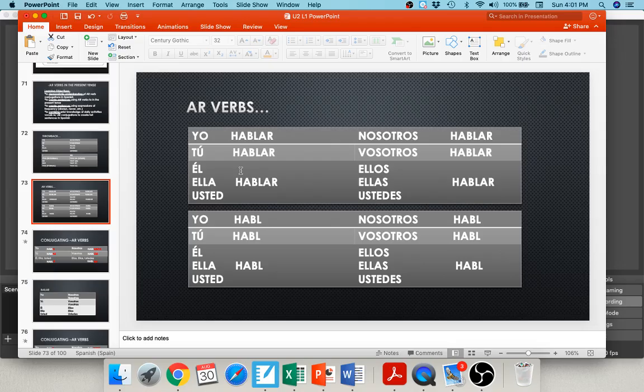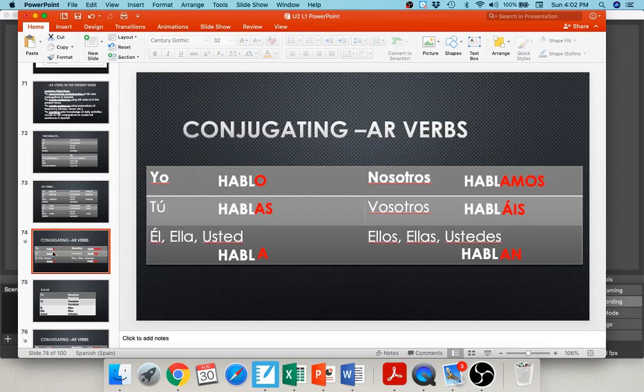So as we conjugate this verb hablar, we're going to start by taking off the AR. I always tell my students you have to hobble on down. We've taken off the AR, we were left with HABL, so we're hobbling on down. Next, we have a set of endings for AR verbs. These endings work for all verbs that end in AR. So you have o, as, a, amos, áis, and an. These are the endings we need to throw on to conjugate a verb.